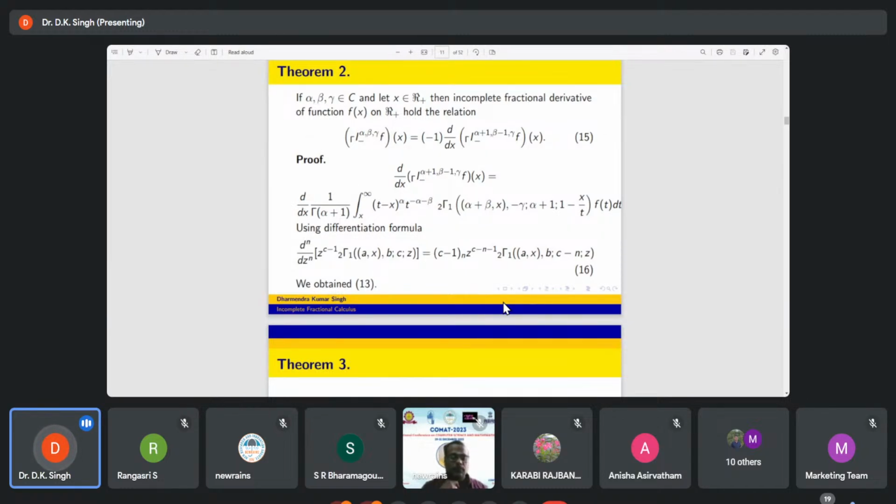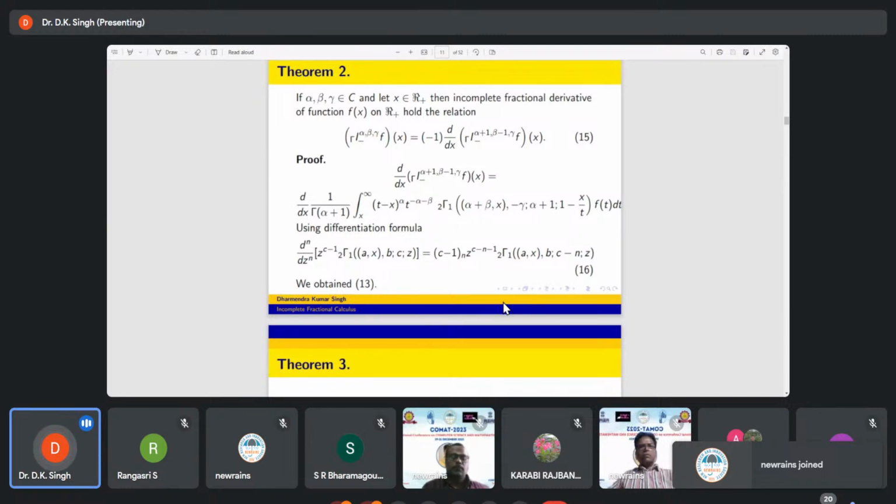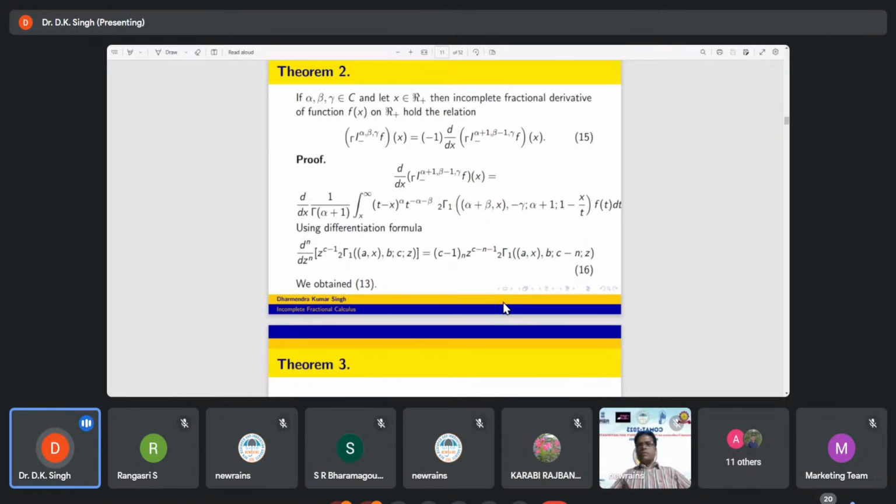So if you write 1 by gamma alpha plus 1, integral from x to infinity, (t minus x) to the power alpha, t to the power minus alpha minus beta, 2F1 alpha plus beta, x by t, function f(t). Again, using the differentiation formula for the above expression, the derivative d/dz of z^(c minus 1) 2F1(a, b; c; z) can be represented with the Pochhammer symbol, as z^(c minus n minus 1) 2F1 with c minus n. If you differentiate this expression up to the nth derivative, you will get an expression including the Pochhammer symbol and the incomplete hypergeometric function, and using this formula for the integral, you will get your equation 15.